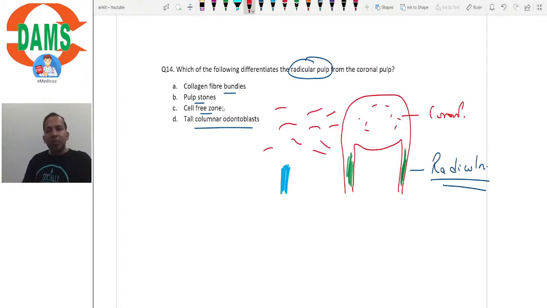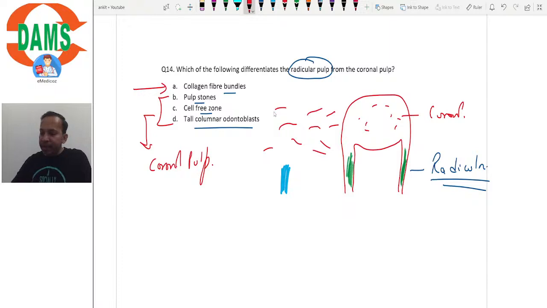Third is cell-free zone. Again, cell-free zone is more common in coronal pulp. In radicular pulp, cell-free zones are absent. Then tall columnar odontoblasts, they are also a feature of coronal pulp. In the radicular pulp, the odontoblasts are flat, isn't it? At max, they will be cuboidal, but definitely not columnar and not tall columnar. Clear? So all these three features, they are more specific to coronal pulp.